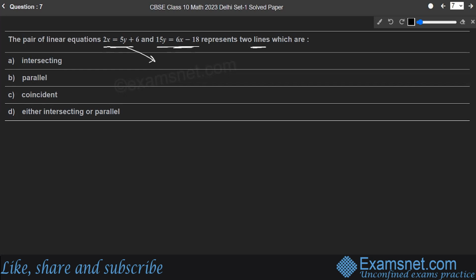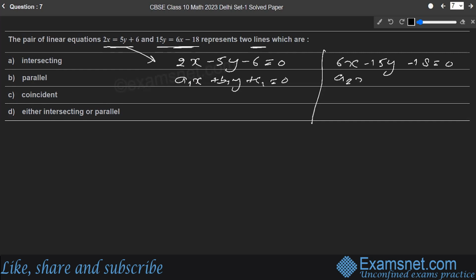So we can write this equation in the standard form as 2x minus 5y minus 6 equal to 0, and the other line can be written as 6x minus 15y minus 18 equal to 0. This is how we can write these lines, and we can compare these lines with the standard form, that is a1x plus b1y plus c1 equal to 0 and a2x plus b2y plus c2 equal to 0. And let us find out. So from here we can see the a1, b1, c1 values, and similarly a2, b2 and c2 values.